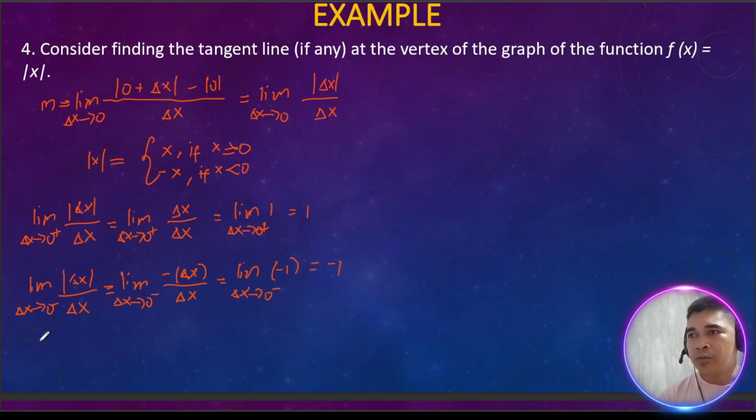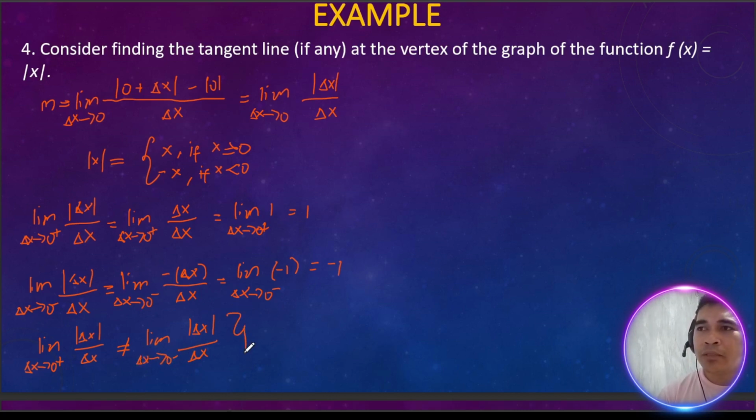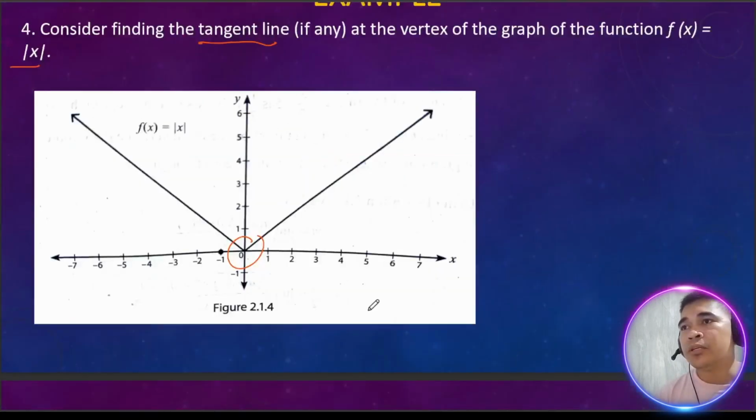So take note, our limit of absolute value of delta x over delta x as delta x approaches 0 from the right is not equal to the limit of absolute value of delta x over delta x as delta x approaches 0 from the left. So that means the limit does not exist. So, there is no such tangent line to the graph of f at (0, 0). So, according to this figure.